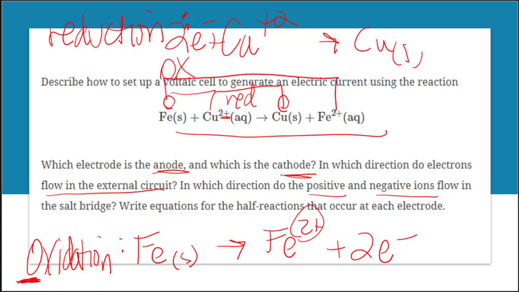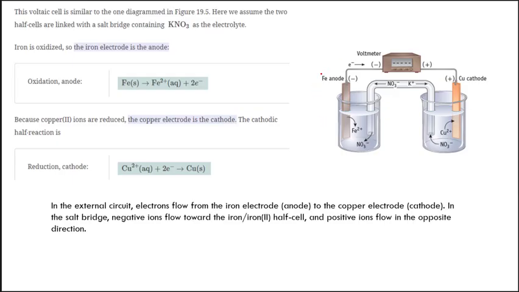Remember, oxidation starts with a vowel, so this is going to be the site of my anode. Reduction is a consonant, that will be the site of the cathode. The anode is on the left, so I would have the iron in this half cell. On the right, I would have the copper cathode.